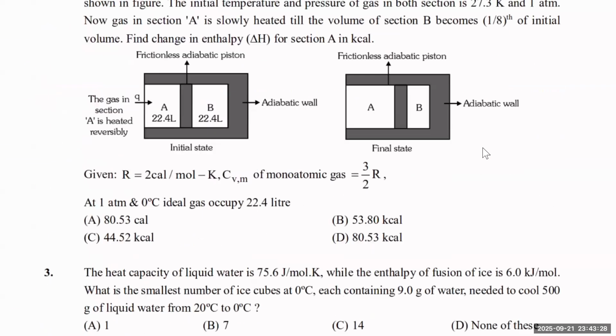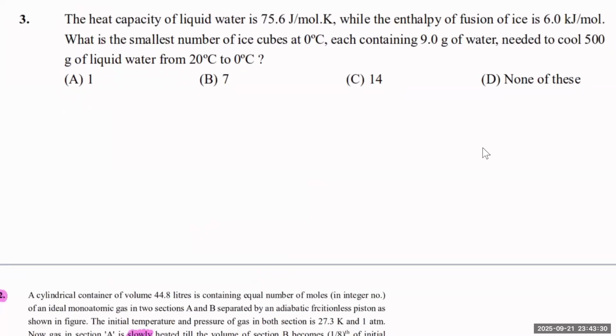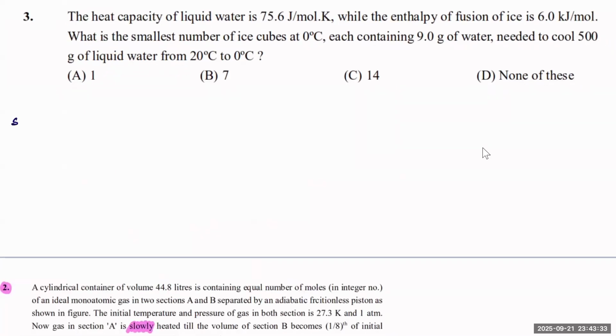Let's see the third question. Read it out. The heat capacity of liquid water is given, while the enthalpy of fusion of ice is given as 6 kilojoules per mole. What is the smallest number of ice cubes at 0 degrees, each containing 9 grams of water, needed to cool 500 grams of liquid water from 20 degrees to 0 degrees?